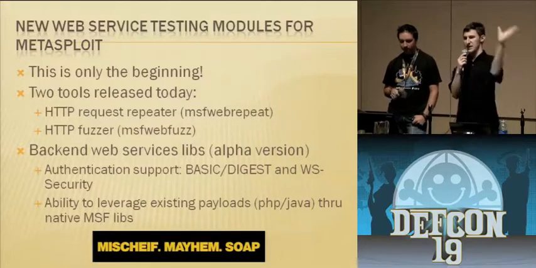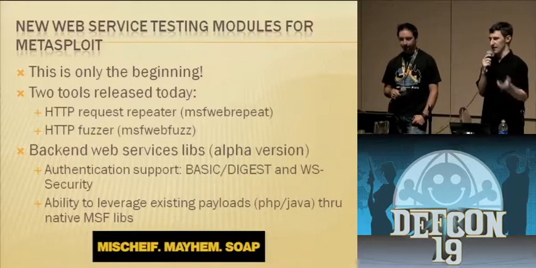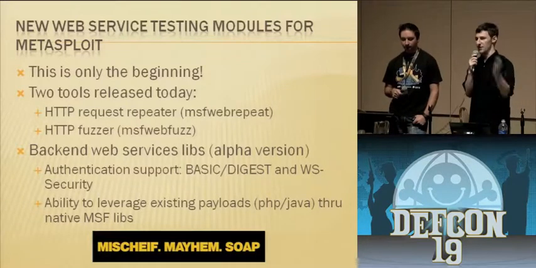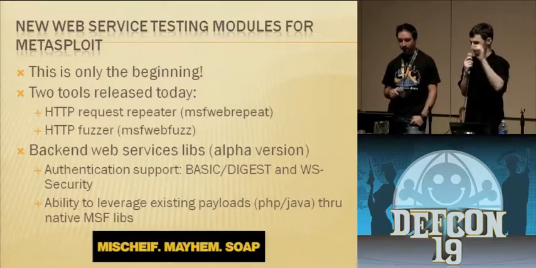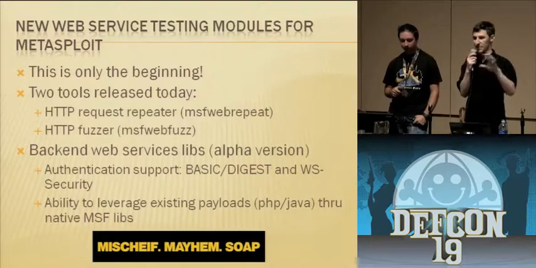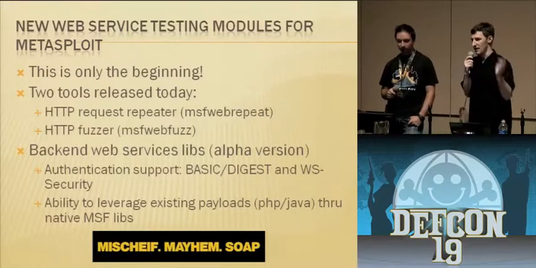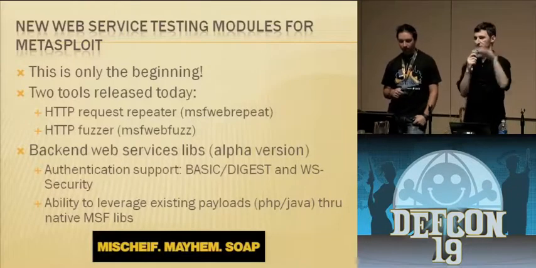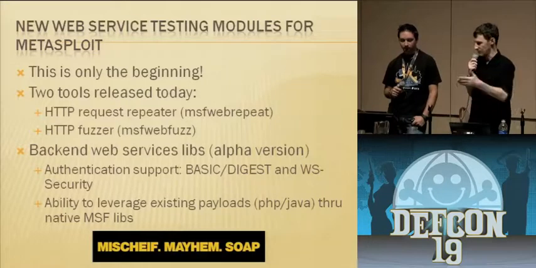So two things that I did here: I wrote up a quick HTTP repeater that basically takes a SOAP request and sends it off to a web service. And the other thing I did was a quick HTTP fuzzer so that we could demonstrate how we could find these vulnerabilities with Metasploit. The next step will be to leverage some of the modules that I wrote to construct payloads, like a PHP interpreter, and get that included so that you can actually get a shell if you find something like a command execution.